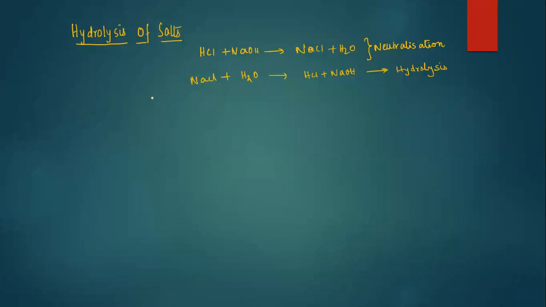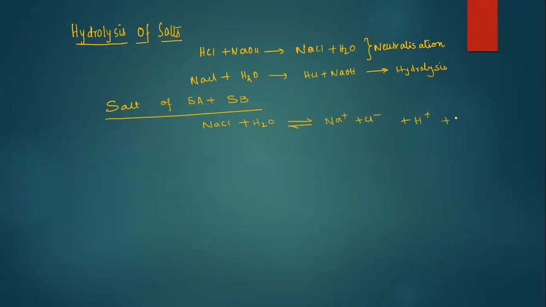So suppose we are talking about a salt of strong acid plus strong base. So we are talking about NaCl. When NaCl is put into water, what happens? NaCl is a very good ionic compound, so it ionizes: Na plus, Cl minus, H plus, OH minus. It is very well soluble in water.